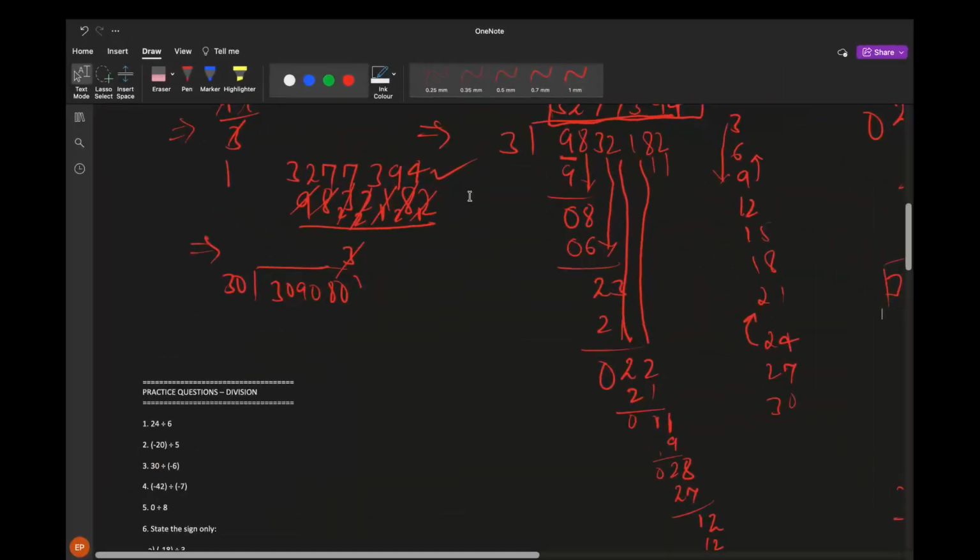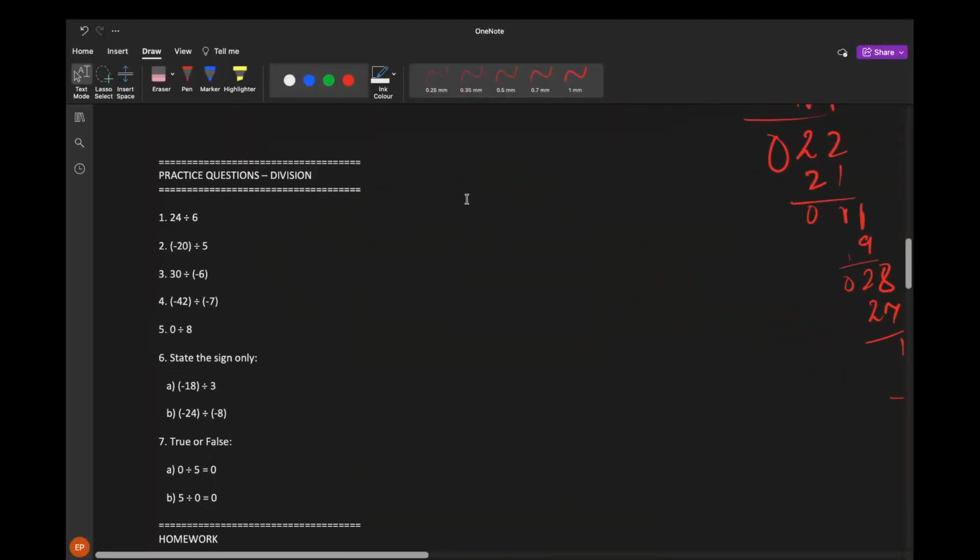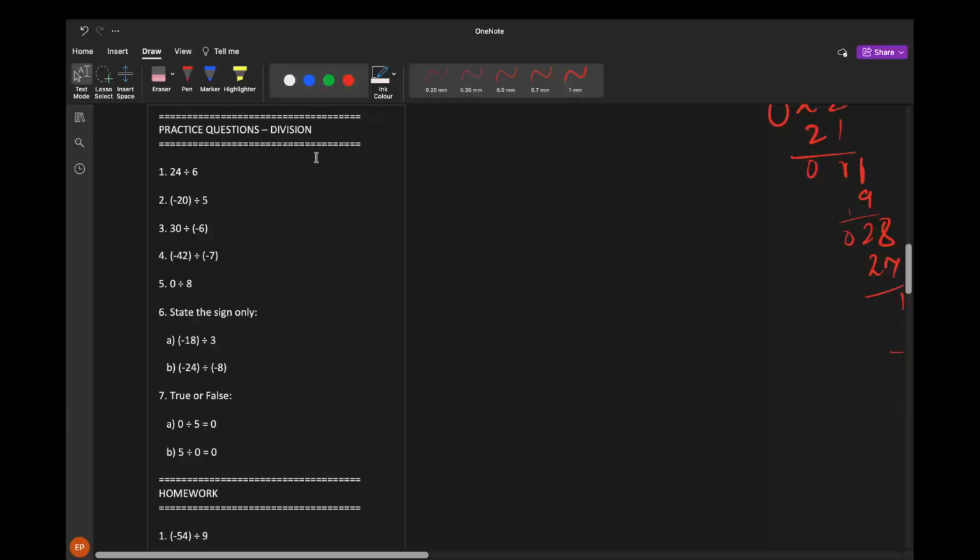Here are some examples. 24 divided by 6, how much? 6 4s are 24, so 4 will be the answer. 20 by 5. Okay, let us see what if you have signed integers. Same as in multiplication: plus plus is plus, minus minus is plus, plus minus is minus. If both have the same signs, the answer will be positive. If different signs, the answer will be negative.